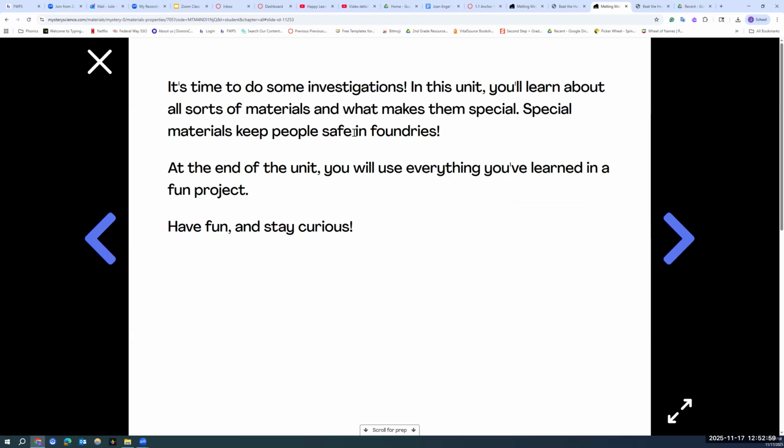Okay, it's time to do some investigations. In this unit, you will learn about all sorts of materials and what makes them special. Special materials keep people safe in foundries. At the end of this unit, you will use everything you've learned in this fun project. Have fun and stay curious.